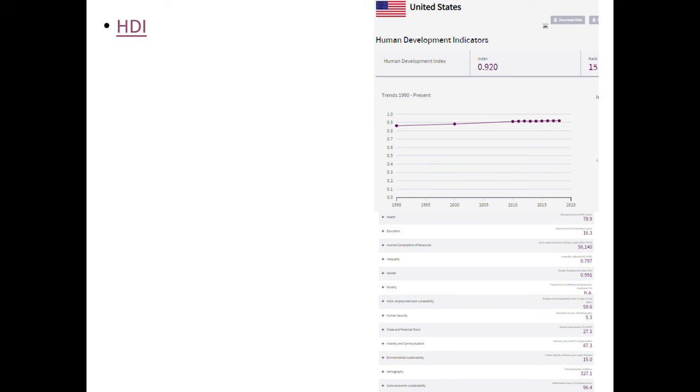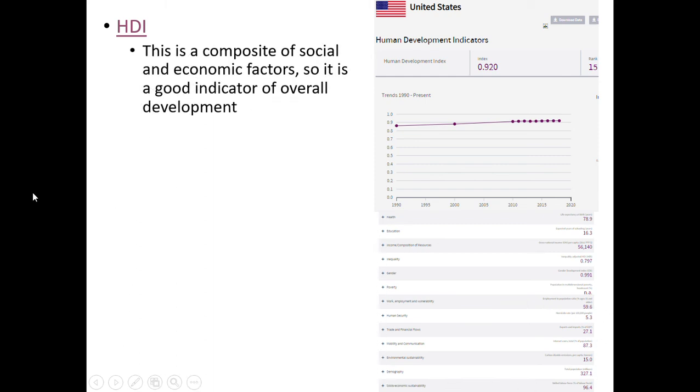Lastly, I'll talk about the so-called Human Development Index. Here's an example for the U.S. You can see that we are ranked 15th in the world with a 0.92 coefficient. This kind of tracks our HDI over the last 30 years. You can see HDI includes a whole bunch of stuff. It's so tiny I tried to squeeze it in here. This is a composite. A composite means that it combines a whole bunch of stuff.